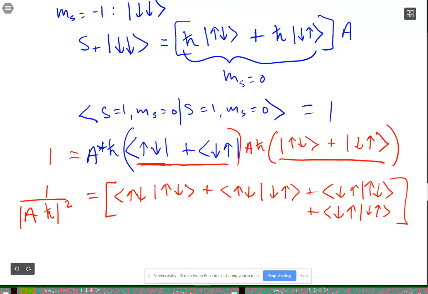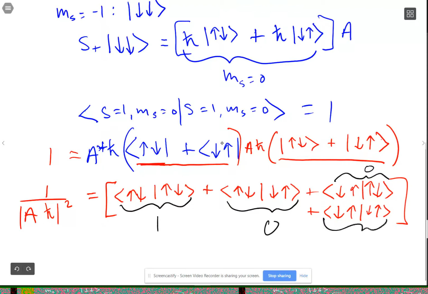And just to make sure, I'm pretty sure that chat gets it, but these are the same state, so that's going to give me a 1 by orthonormality. These are not the same state, so that's going to give me a 0. These are not the same state, that's going to give me a 0. These are the same state, that's going to give me a 1. And so I have 1 over A h bar mod squared equals 2. Therefore, A h bar is equal to 1 over square root of 2.